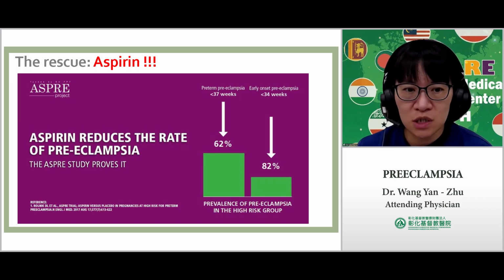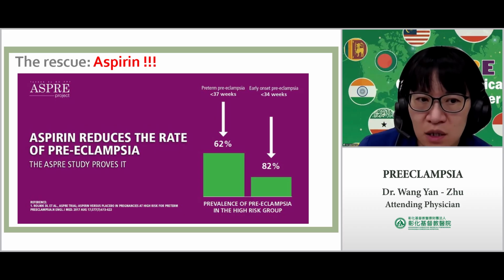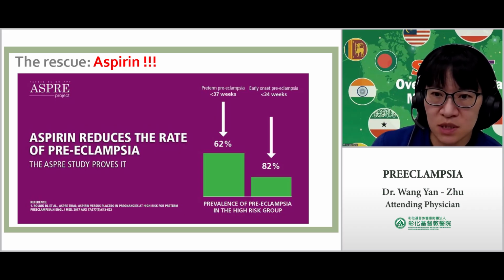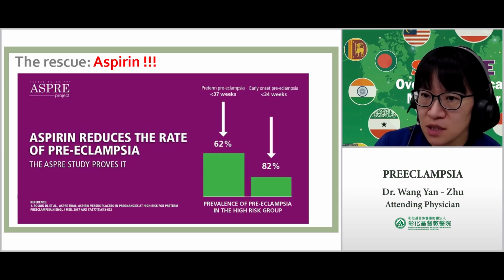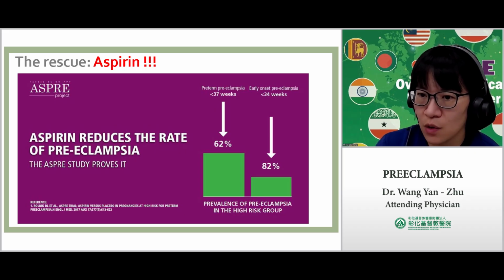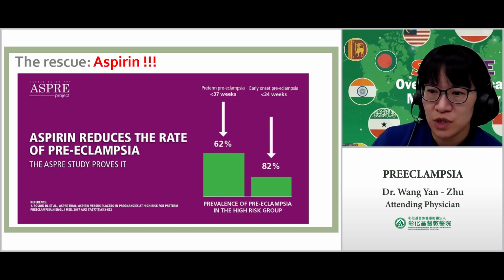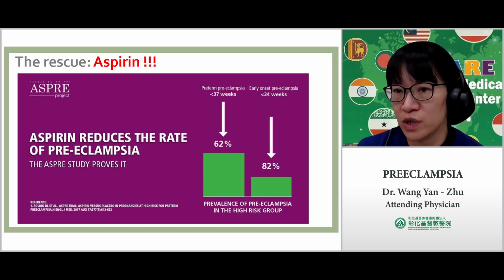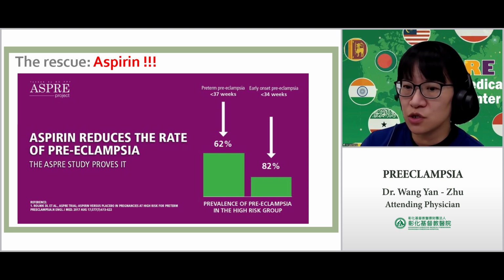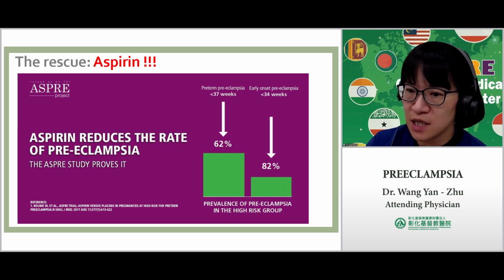So the aspirin is because after this trial, the aspirin trial, we found out aspirin can reduce the rate of preeclampsia. For preterm preeclampsia, we can decrease it by like 62%. And for early onset preeclampsia, we can decrease it by more than 82%. That is a very, very important progress in treating preeclampsia, because when we already have all the severe features, we cannot do anything, we can just deliver the baby and stabilize the mother.